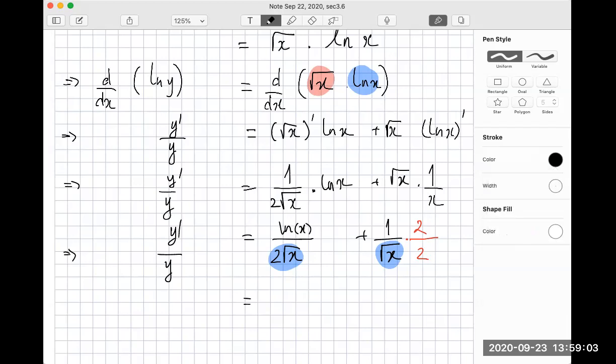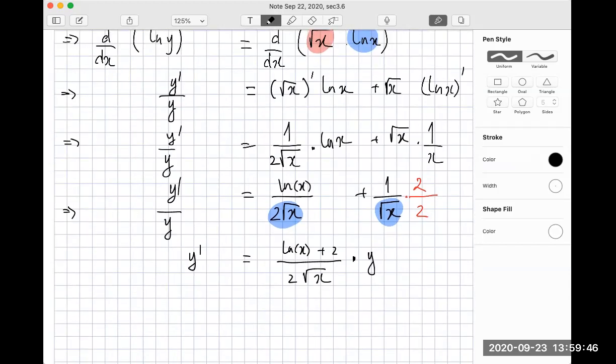It will be, what is it? ln x plus 2, perfect, divided by 2 square root of x. And the left-hand side is y prime divided by y. So we can multiply both sides by what to get rid of the y here? Yes, multiply by y both sides, right? Then on the left-hand side, the y's will cancel each other, and the y now becomes part of the right-hand side, okay?